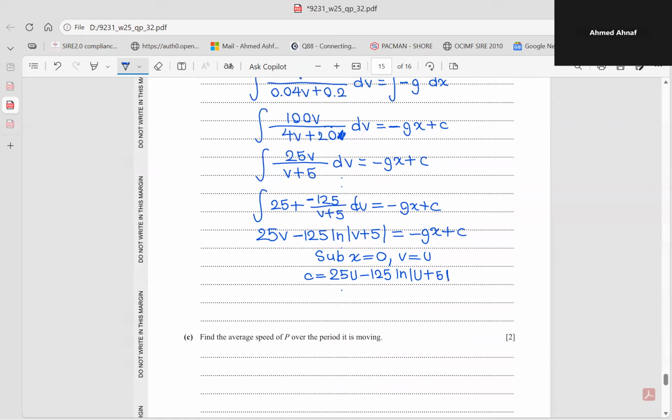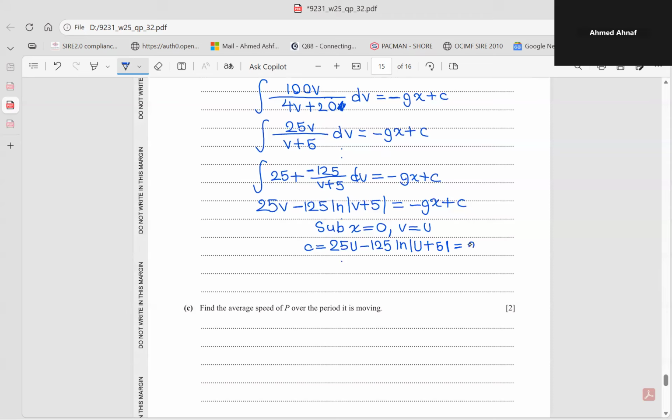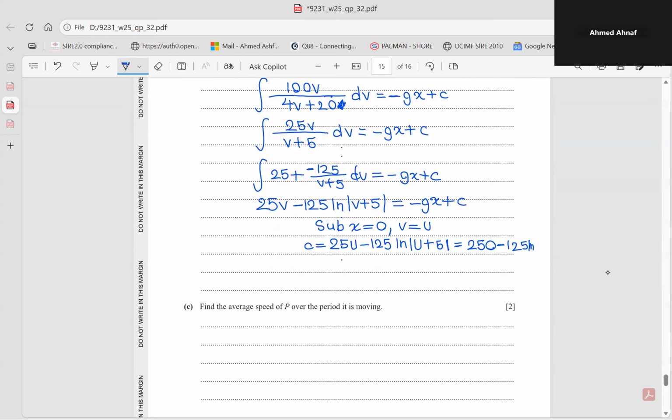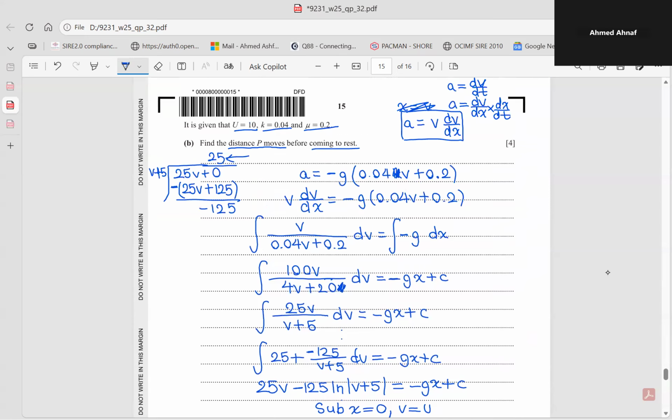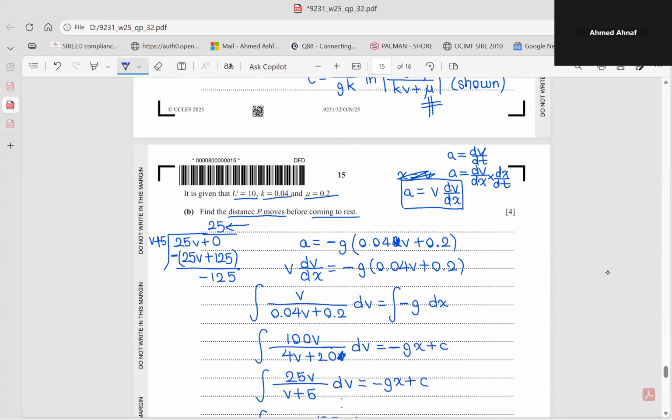So this equals 250 minus 125 ln 15. Using this we can solve for x, okay?